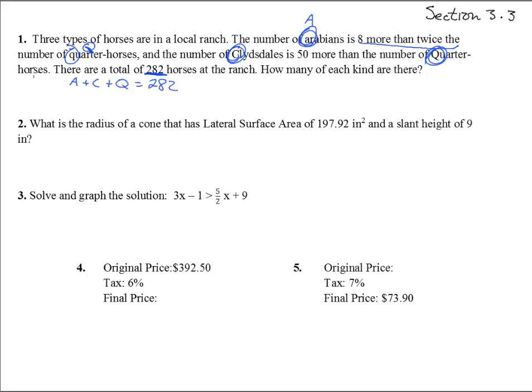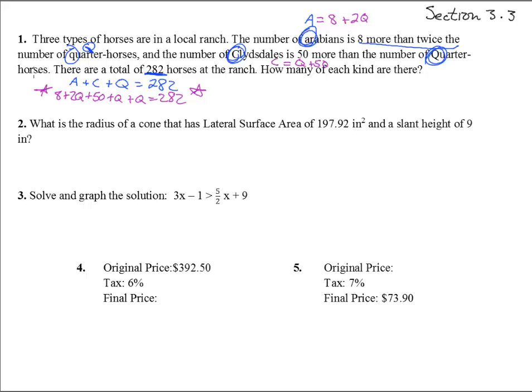Now if we look at the other things that talk about it, Arabians is going to equal 8 more than twice the number of quarter horses. And the number of Clydesdales, C, is going to equal 50 more than the number of quarter horses, 50 plus Q, or Q plus 50. So there we have our equation. We're in happy math land right now. The Arabians plus the Clydesdales plus the quarter horses has to add up to 282.